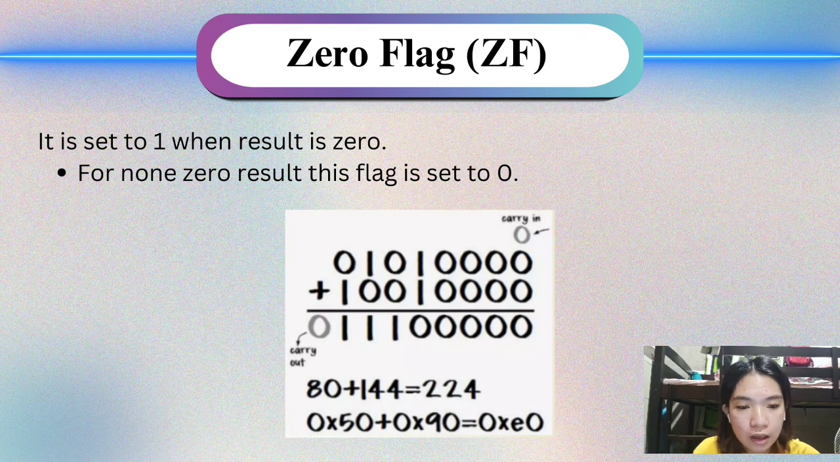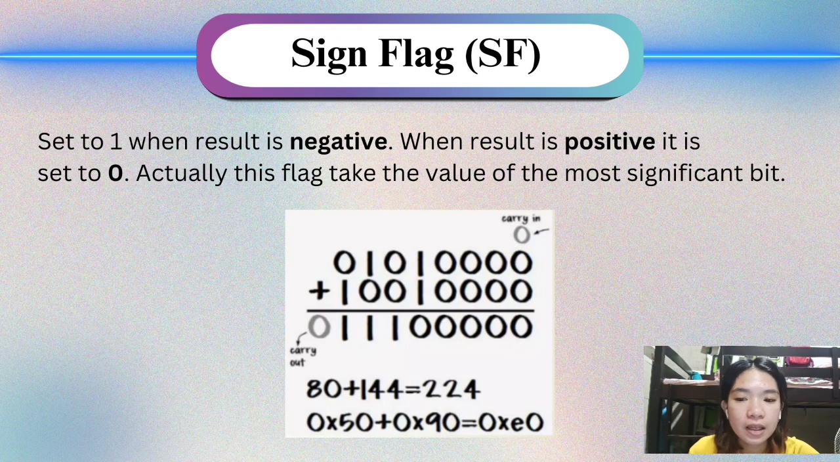Next is the sign flag. It is set to 1 when the result is negative, and when the result is positive, it is set to 0. Actually, this flag takes the value of the most significant bit. So here, SF is equal to 1 if the most significant bit of a result is 1. It means that the result is negative, if you are giving a signed interpretation, and SF is equal to 0 if the most significant bit is 0. So in this example, the MSB of the result is 1, so the sign flag is equal to 1.